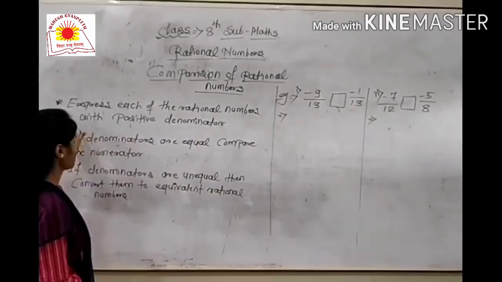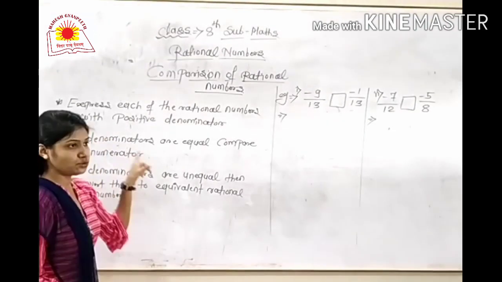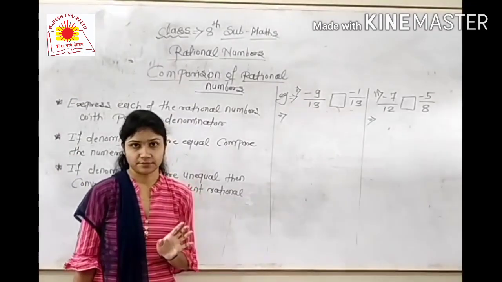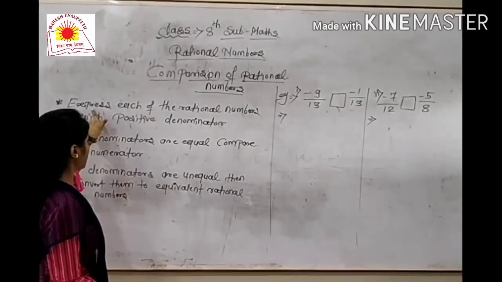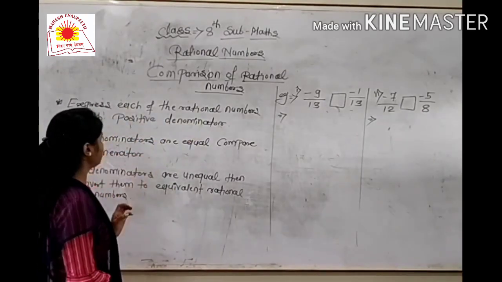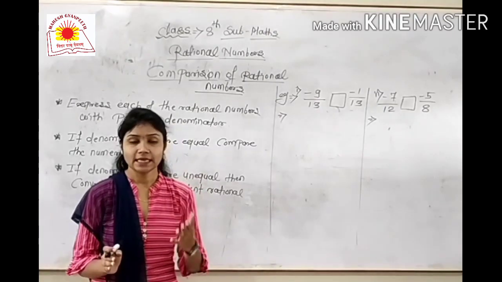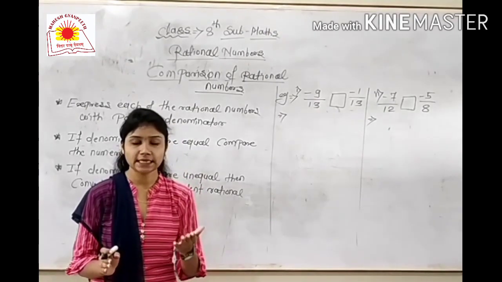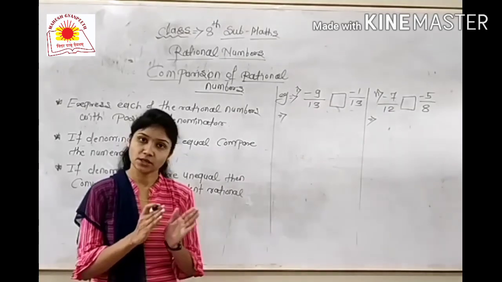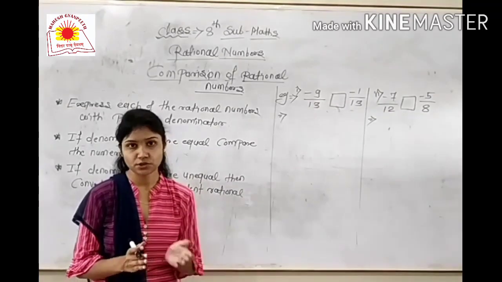See here, the first point we have to learn is how to compare two rational numbers. Suppose first we express each of the rational numbers with a positive denominator. That means when any rational number is given with a negative denominator, we have to convert it into a positive denominator.